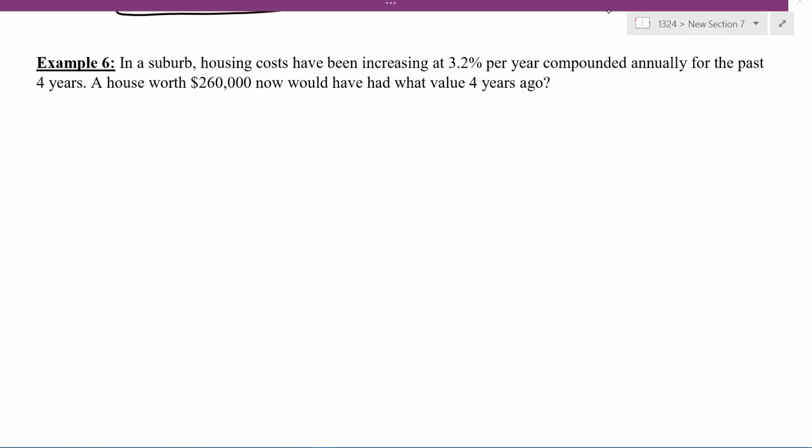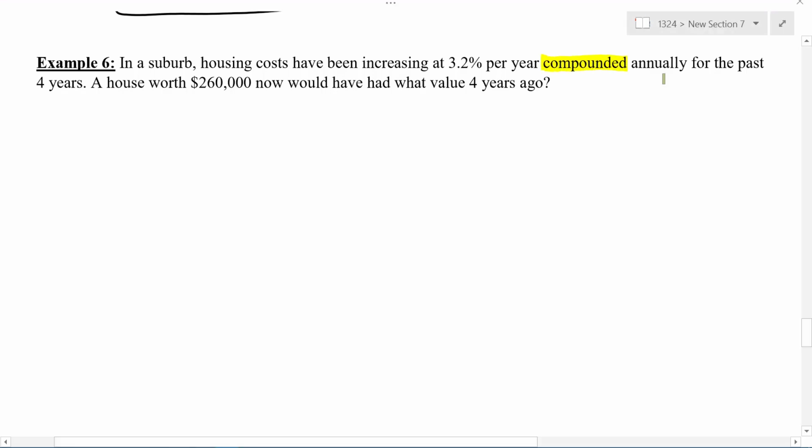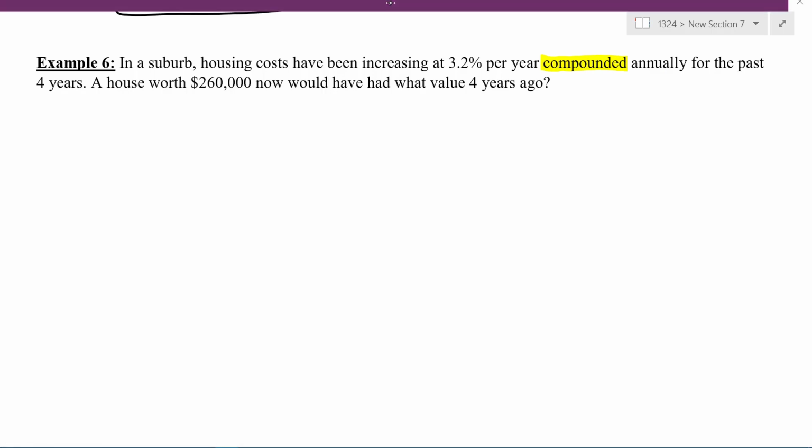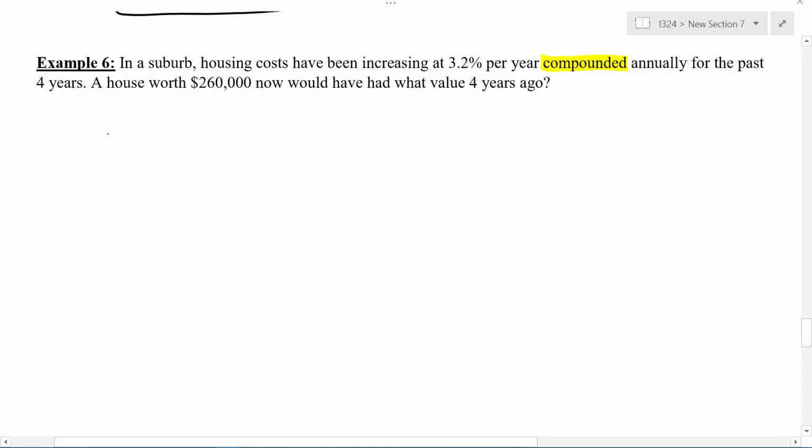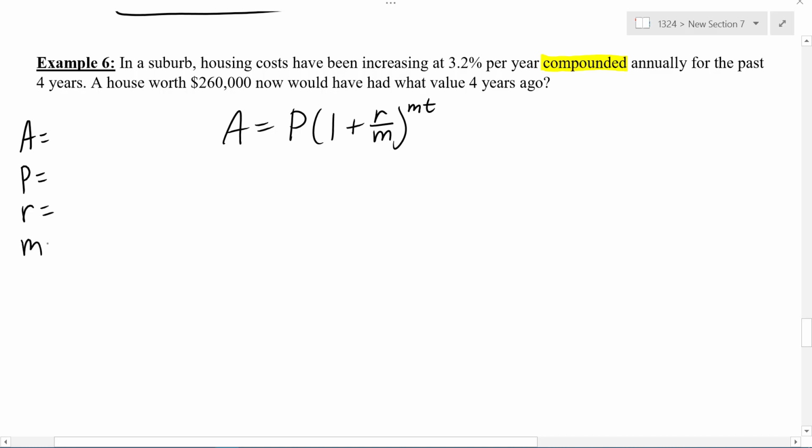Alright, so looking at this problem, I see the word compounded, and it says compounded annually. So I know I'm going to use the compound interest formula. A equals P times 1 plus R divided by M to the M times T power. And there are certain values of these variables that we want to know. So let's see what we know and what we don't.